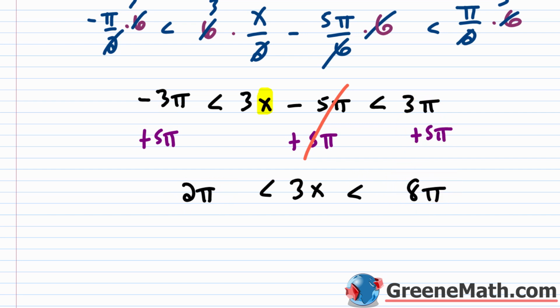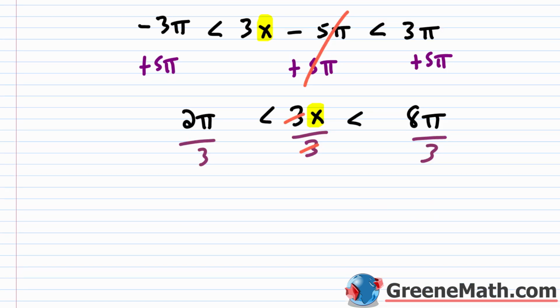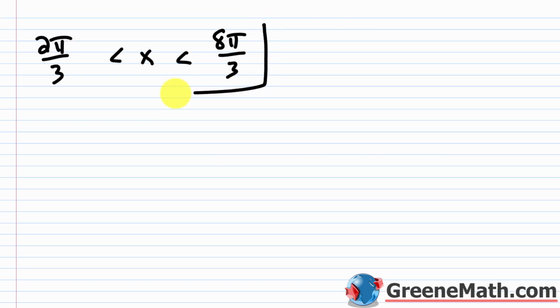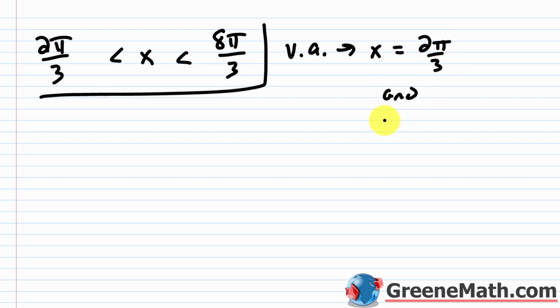As a final step, again, if you're trying to isolate x, let's divide each part by 3. And so this is going to cancel, and you're going to have that x is greater than 2 pi over 3 and less than 8 pi over 3. Let me put a little border here, and let me put that the 2 consecutive vertical asymptotes that we're trying to find, we're going to list as x is equal to 2 pi over 3, and then we'll say x is equal to 8 pi over 3.